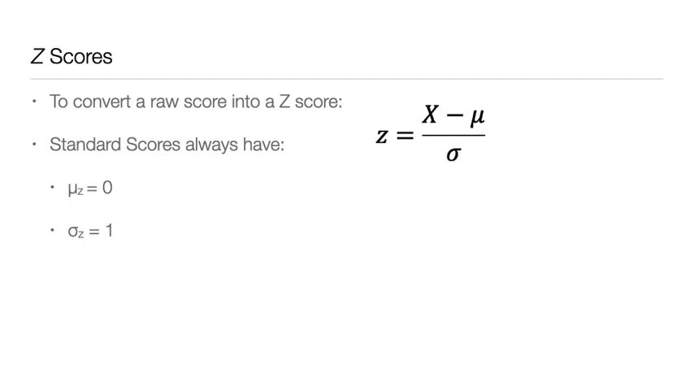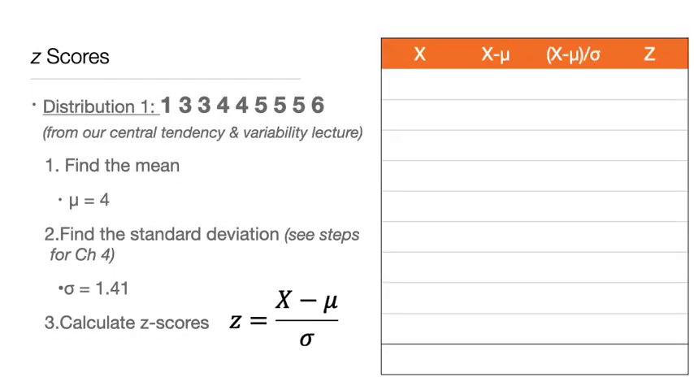All standardized scores, or z-scores, always have a mean of the z distribution of 0 and a standard deviation of the z distribution of 1. That is because they're standardized, right? That's the whole idea behind them. So to go through how we would calculate these scores, if we already have the mean and the standard deviation of our distribution, then calculating those z-scores really becomes pretty easy.